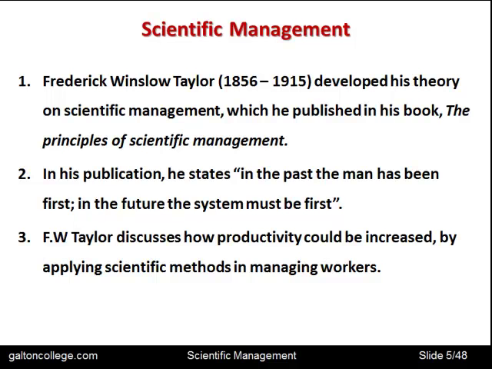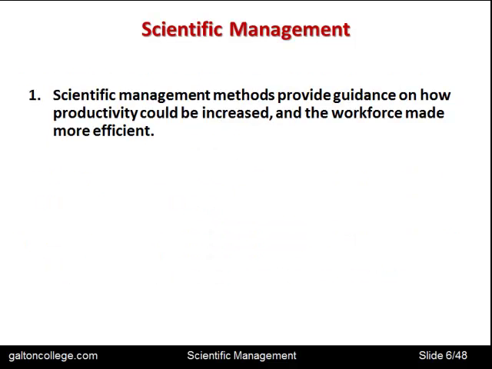Taylor discusses how productivity could be increased by applying scientific methods in managing workers. Now, by scientific methods we mean here measurement: measuring the work, measuring the time it takes to complete particular tasks, working out how many employees are required, estimating the time that they can apply themselves to the tasks. And so it takes a much more quantitative approach to management, a measurement and calculating approach to management.